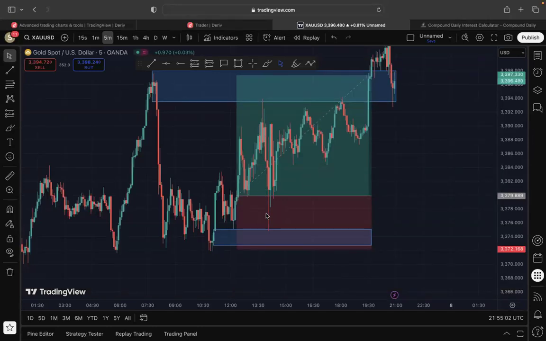Now, I did not panic. While I was watching all this, I actually took the trade myself. I did not panic because I know, of course, our stop loss is very valid.